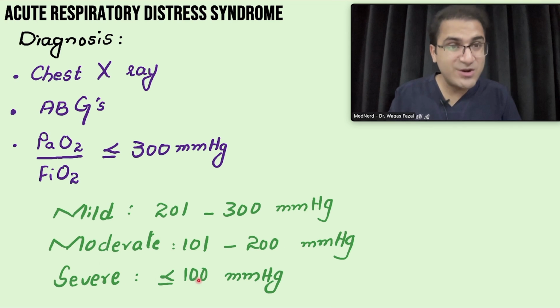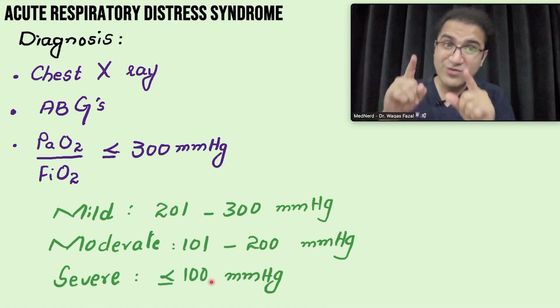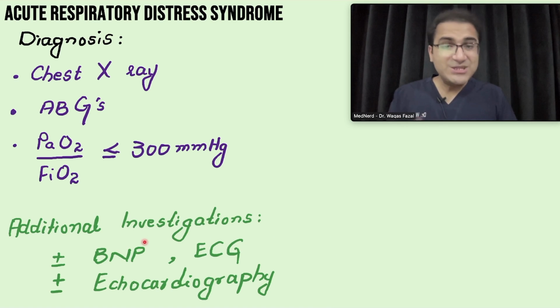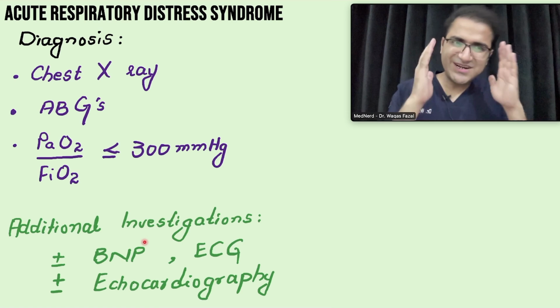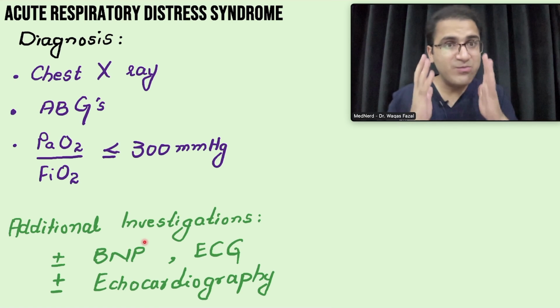If it is less than or equal to 100, then it is severe acute respiratory distress syndrome. We will manage these patients according to this. Additional investigations that you have to do in these patients. Remember, ARDS is a diagnosis of exclusion. You have to exclude all other important causes.